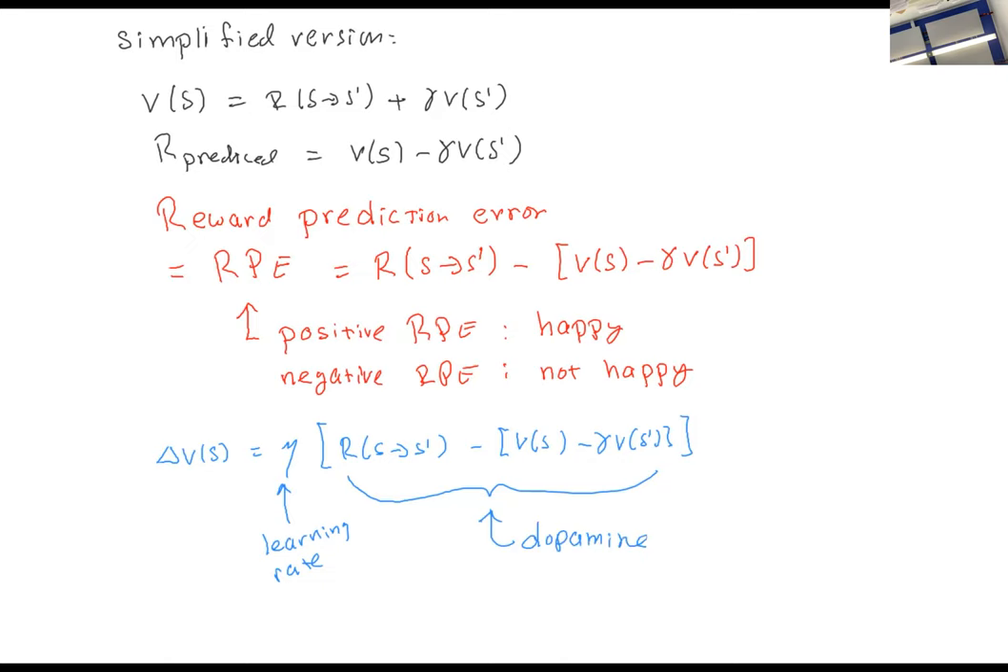Whenever the RPE is positive, you get a shot of dopamine, at least in the simple version of RL or simple version of behavior, and you're happy. Get negative reward, you get a shot of dopamine and you're unhappy. And a lot of your life focuses around getting lots of dopamine.